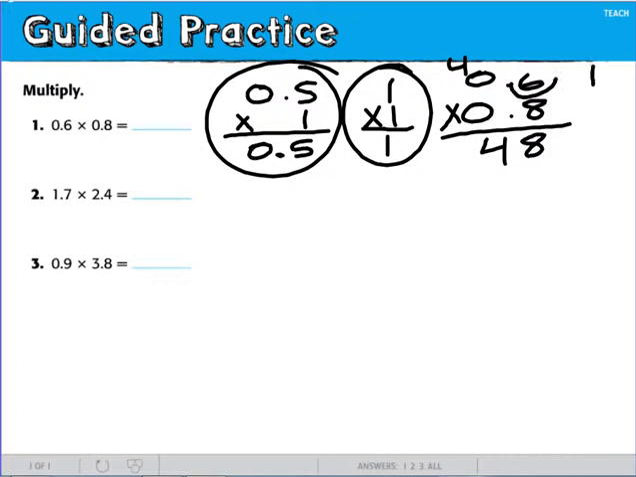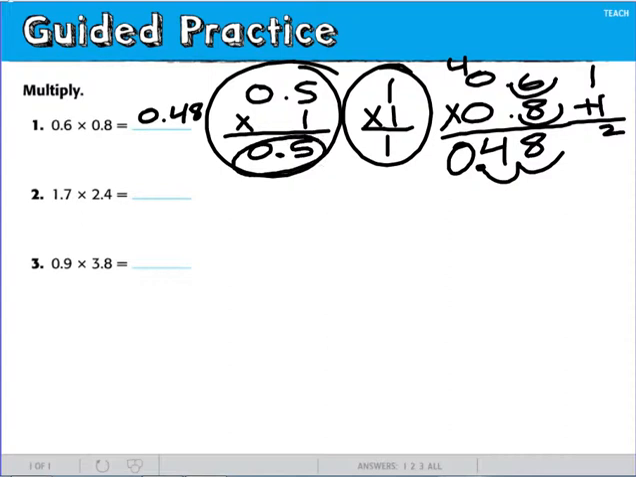Now we have to count our decimal places. There's 1 there. There's 1 there. So how many do we have total? 2. 2 decimal places. So I have 0 and 48 hundredths. Is 0 and 48 hundredths close to 5 tenths? Yes. Is 0 and 48 hundredths close to 1? Yes, so either way, this would show us that your answer is pretty reasonable. Okay? So you can decide how you want to round.